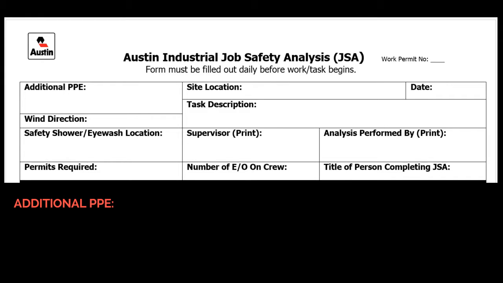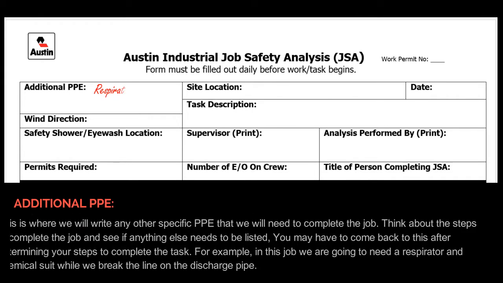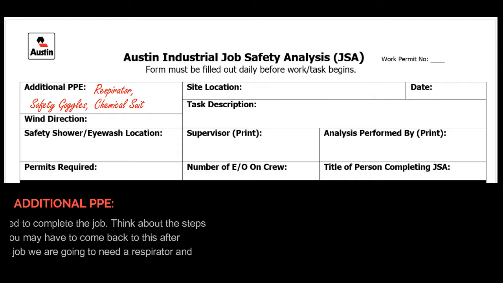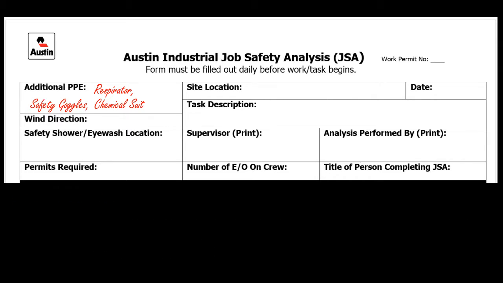Additional PPE. This is where we will write any other specific PPE that will be needed to complete the job. Think about the steps to complete the job and see if anything else needs to be listed. You may have to come back to this after determining your steps to complete the task. For example, in this job, we're going to need a respirator and a chemical suit while we break the line on the discharge pipe.